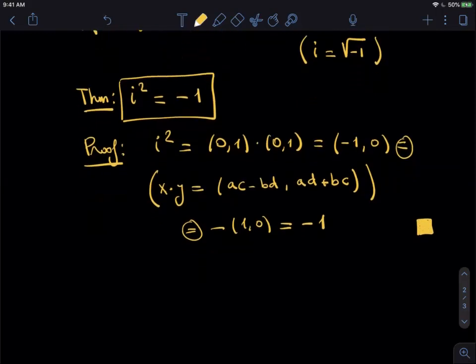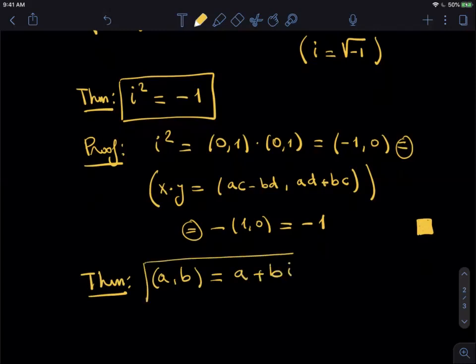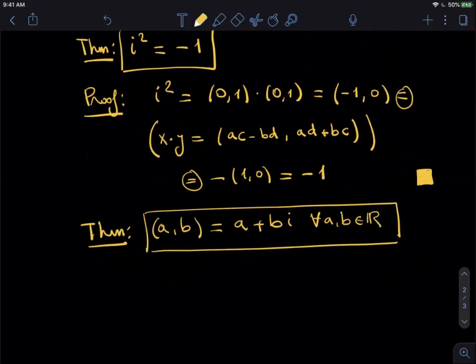So with this in mind, we realize that for all real numbers a, b, the ordered pair, that is the complex number (a, b), is actually the same as writing a plus bi. Here we are saying that it's the same thing, and this is for all a, b in R.